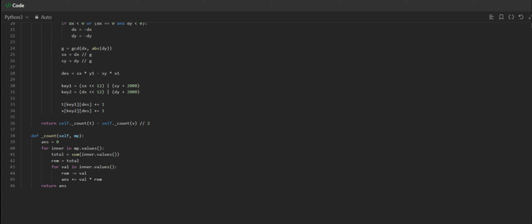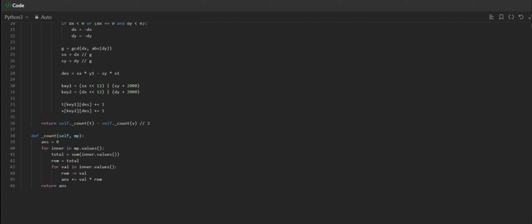Once all segments have been processed, we use a helper function that efficiently counts how many ways we can select 2 different offsets within the same slope group. This essentially counts how many pairs of parallel lines can serve as the 2 parallel sides of a trapezoid.